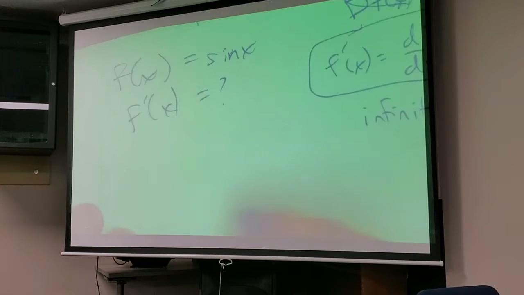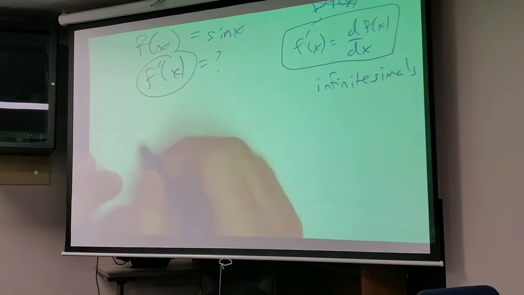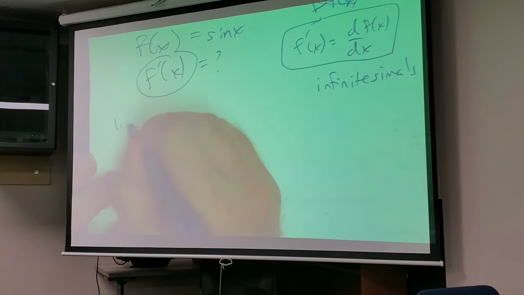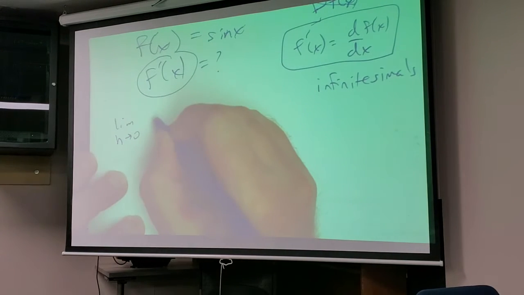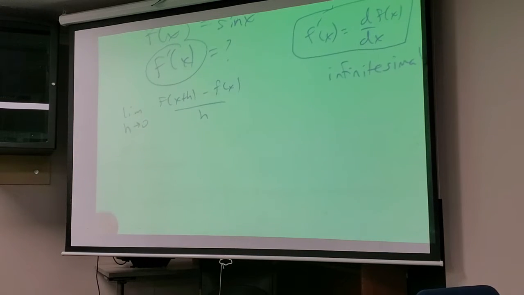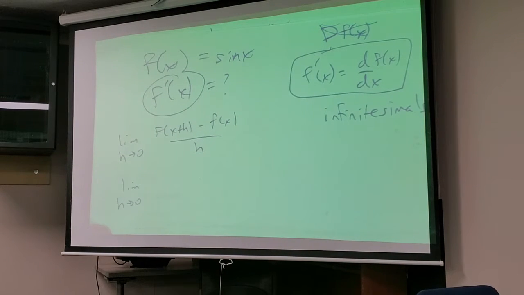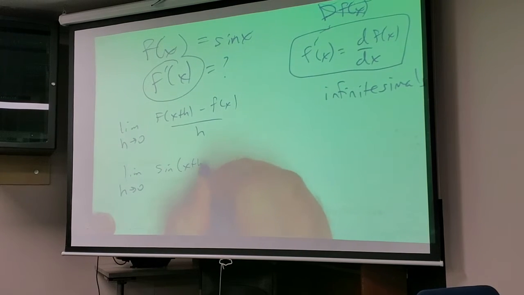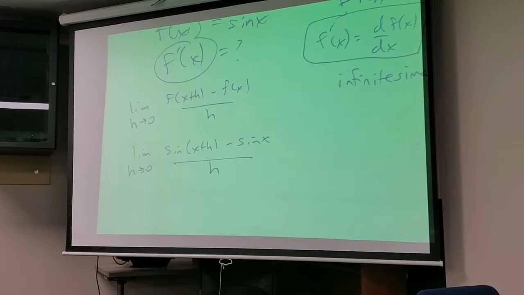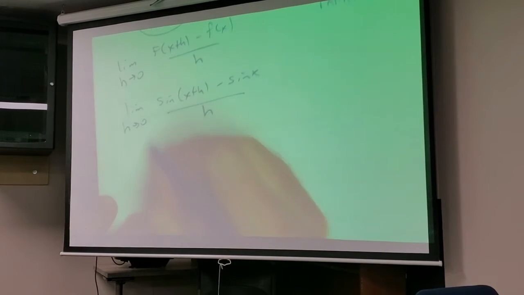There's a major side note. How would I set up the work for this, to figure this out? What would the work look like? Using the definition of derivative, the limit as h goes to zero. Let me just write it out. f of x plus h minus f of x all over h. What is f of x plus h? Sine of x plus h minus sine of x all over h. Okay, that looks like we can't really do much with this, correct? Okay, I agree. Now, we do something really, really funky.